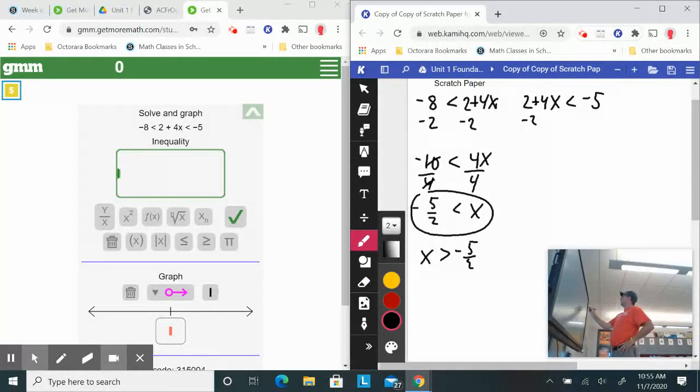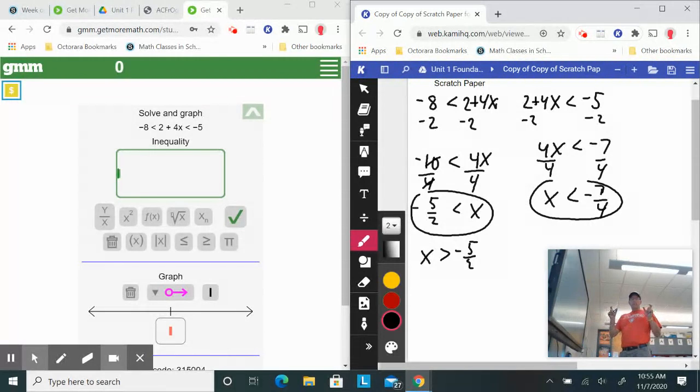Look at the second part. Like you did before, get x by itself: you subtract 2. This time I get a negative 7. Divide by 4. x is less than negative 7 fourths. Well, I actually have these two inequalities, but remember the solution has to work for both of those because the 2 plus 4x is in between these inequalities. So I have negative 5 halves and negative 7 fourths.